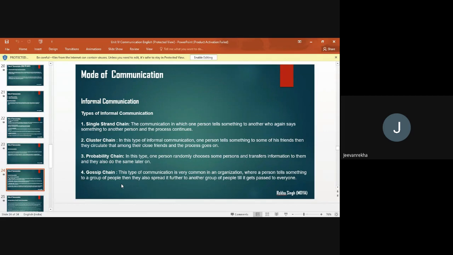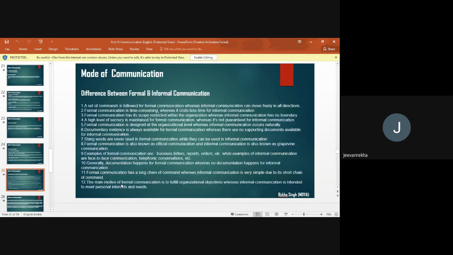That means gossip. This is unnecessary talk about anybody and any other things, till it gets passed to everyone. Everyone should know whatever you have said to the people about the particular thing, about the particular person. That is gossip. Unnecessary talks, unnecessary points, negativity, many things are there, right?